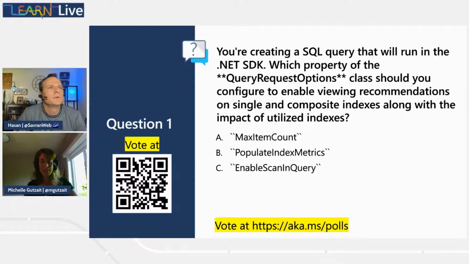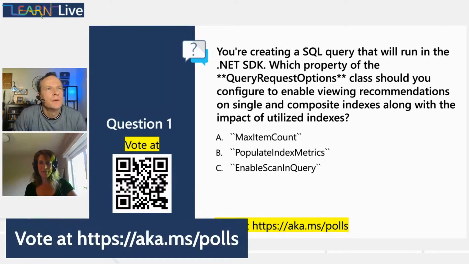So the question is, you are creating a SQL query that will run in .NET SDK. Which property of the query request options class should you configure to enable viewing recommendations on single and composite indexes along with the impact of utilized indexes? And we're not going to see your results. It's only for you, so nobody is judging.